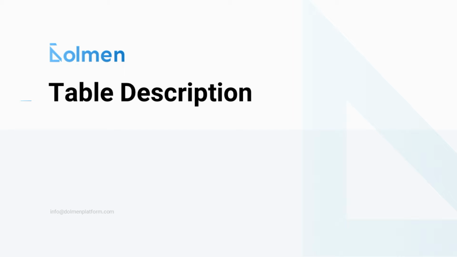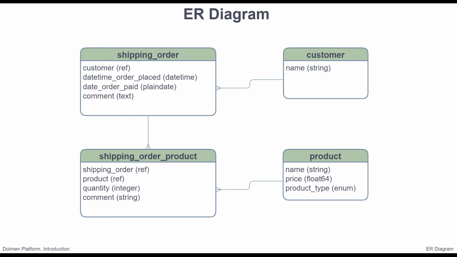By the end of this video, you will be able to create tables for the Dolmen platform module. This simple example has 4 tables for customers, products, shipping orders, and shipping order items. Customer table has one field for the customer's name, type string. Product table fields are name, type string for the product name, product price, type float 64, enumeration product type.